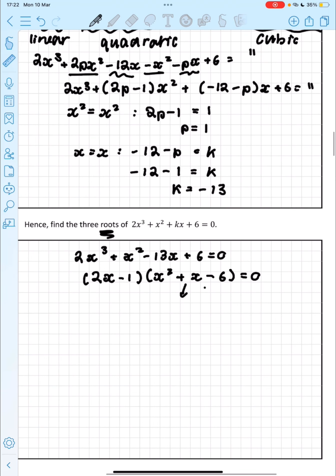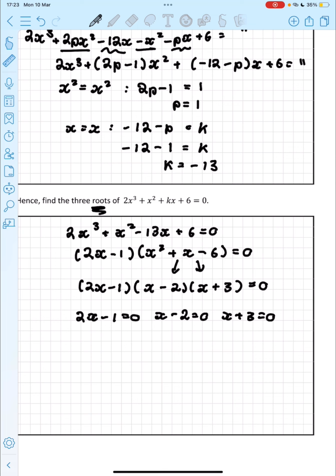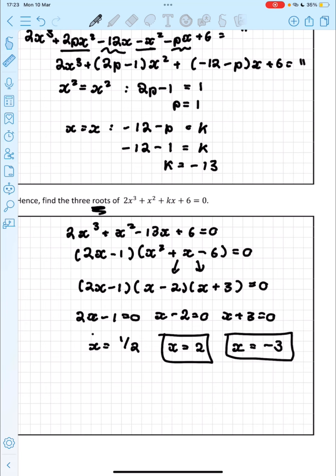Now I need to split this again further into 2 factors. So that will be x minus 2 and x plus 3 will get me that. And I'm just using my guide number method for that. And then I'll know that either 2x minus 1 is equal to 0, x minus 2 is equal to 0, or x plus 3 is equal to 0. And these are going to form my 3 roots. So I'll have x is equal to a half, there's 1 root, x is equal to 2, there's another root, and x is equal to minus 3, there's my 3rd root. And that's how I find my 3 roots.